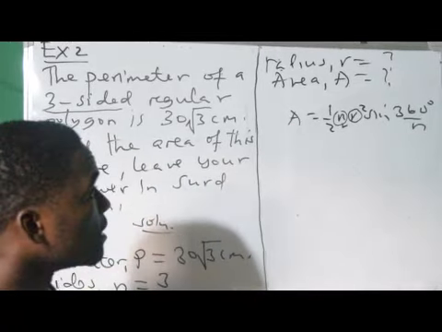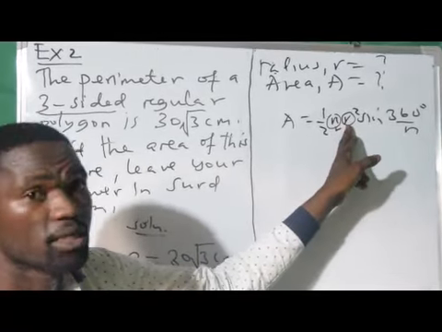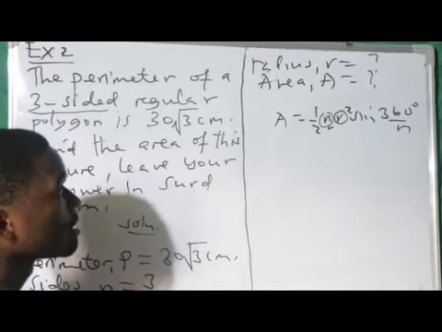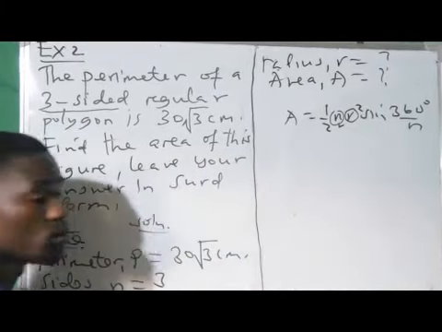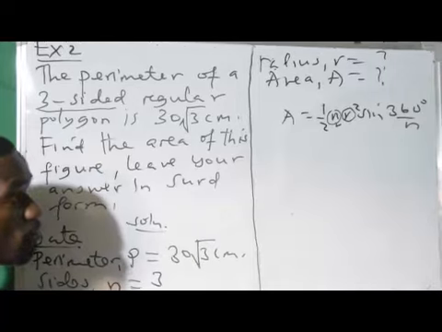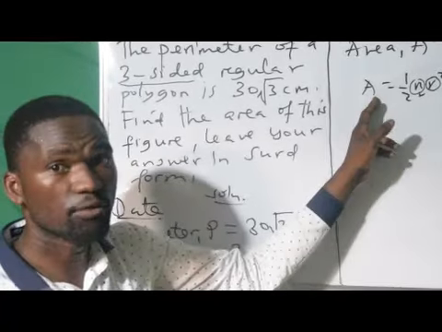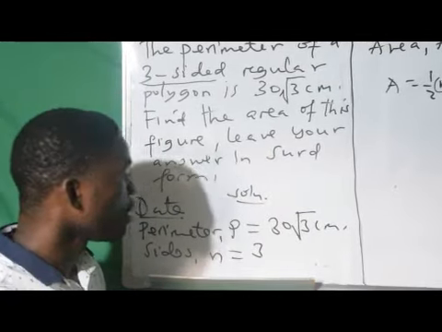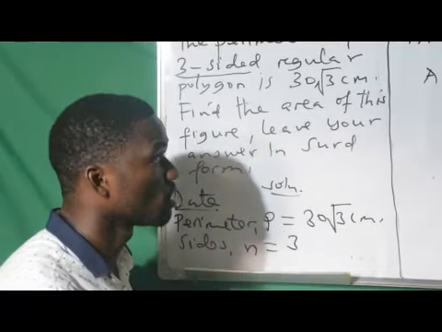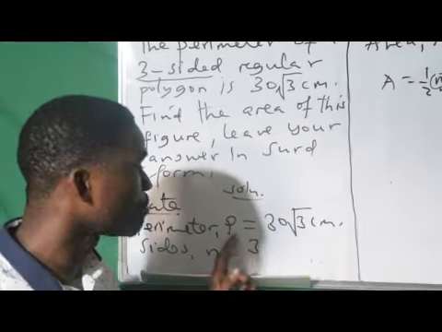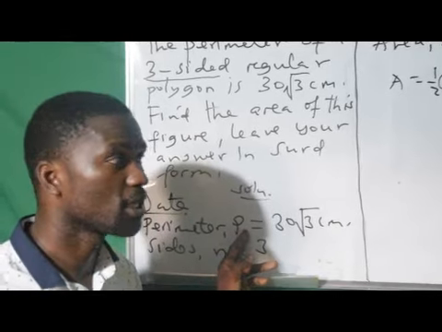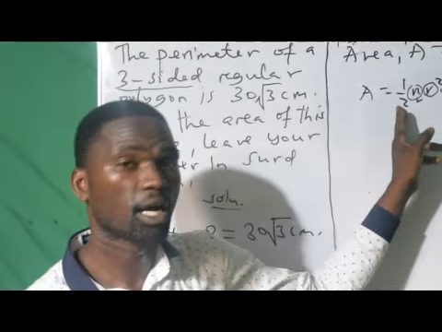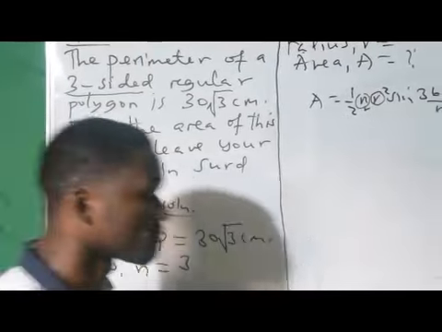So what we do is force ourselves to find the radius to make it easy to find the area. How can you find the radius so that at the end of the day you find the area? The radius is going to be found with the help of the perimeter, which is the information given. Later on we'll take that radius together with n, plug into the formula and find the area. Let's do that, students.